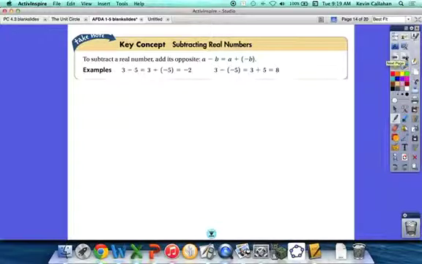Okay, subtracting is like adding a negative. So when you see something like negative 3 minus 5, you could convert that, if you wanted to use the rules for addition, to negative 3 plus negative 5, and then you just do what we did before. I mean, eventually you wouldn't do that. You'd just look at it and do the right thing, right? 3 minus negative 5. Remember, if you minus a negative, that changes to a plus. Minus a negative is a plus.